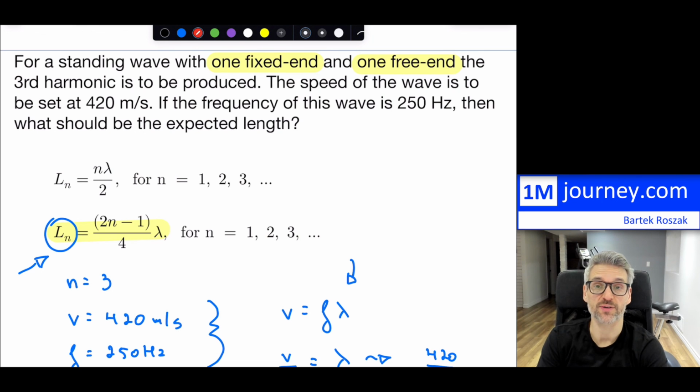So there you go, you have two examples. Now you can see that the calculations, hopefully, for these kinds of standing waves are not that difficult. It's probably harder to understand the concept of standing waves. The calculations themselves are relatively simple.